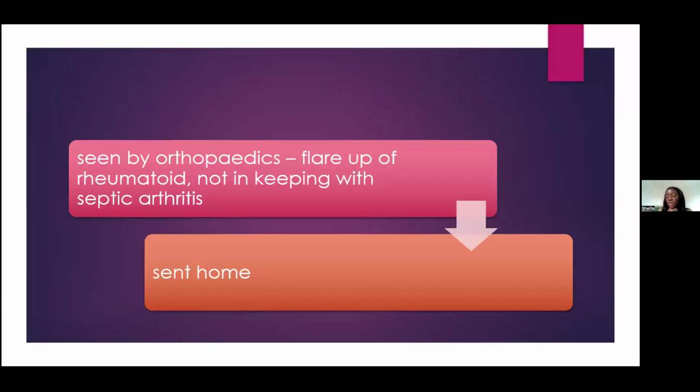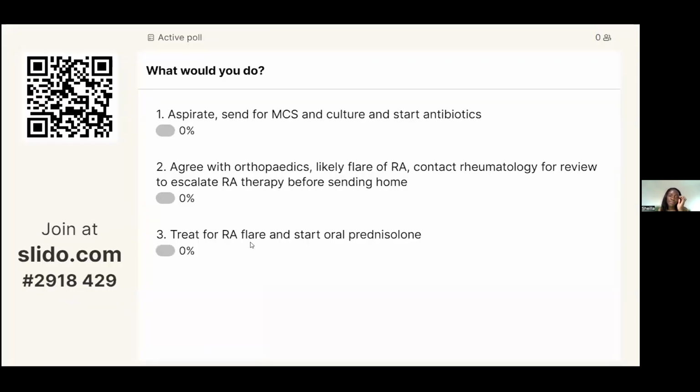So orthopedics was called in. They saw her. Obviously, they felt that this was not septic arthritis. It was a flare of her rheumatoid arthritis because she was virtually asymptomatic with only mild inflammatory markers, which you can get with rheumatoid arthritis flares. So they sent her home.